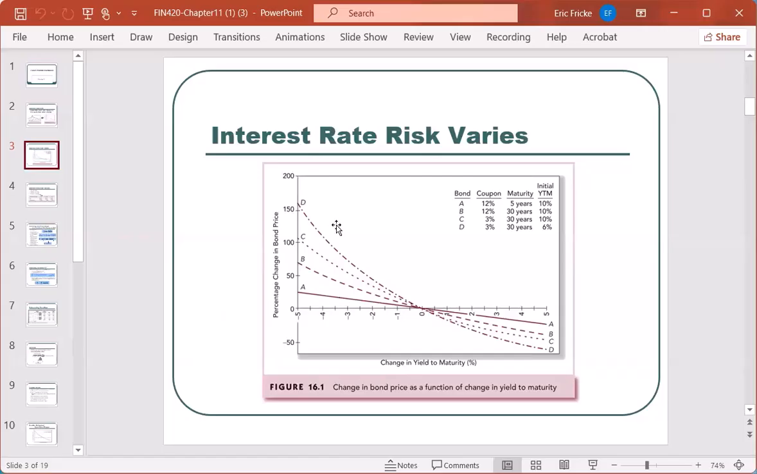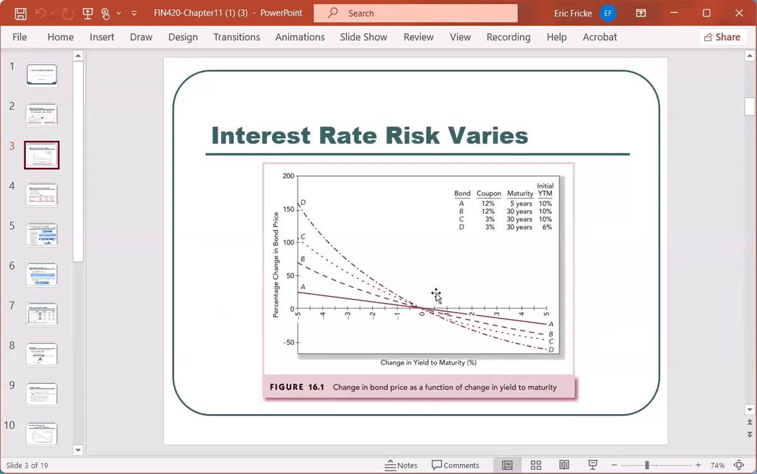This slide shows a couple things. On the left, on the vertical scale, it shows the percentage change in the bond price. And on the horizontal scale, it shows the change in the yield to maturity. And then these lines are basically 4 different bonds, and each bond just changes one characteristic of a bond.